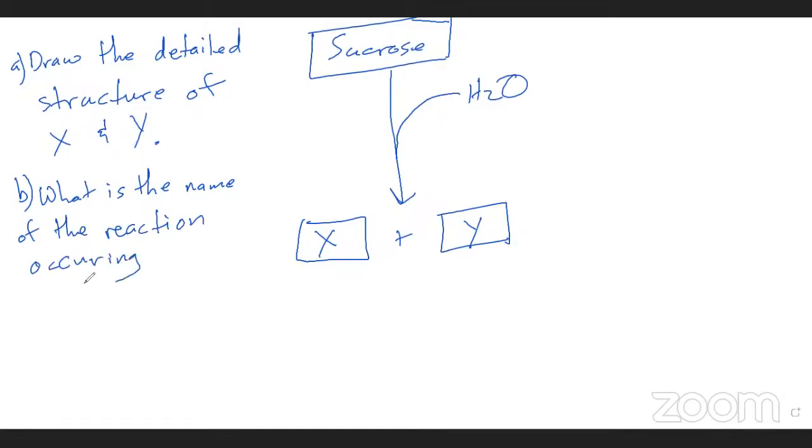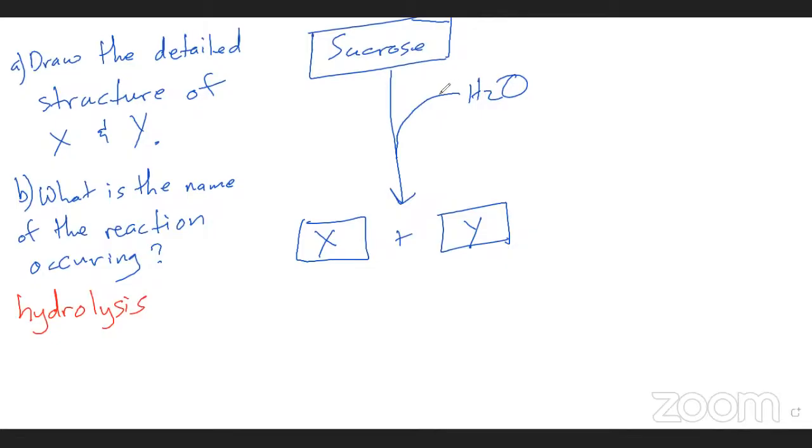All right, so that is sucrose. Add water to sucrose. What are we doing to the sucrose? We are breaking it, hydrolyzing it. Right. So the name of the reaction occurring is hydrolysis. Now sucrose, is it a monosaccharide, disaccharide, or polysaccharide? Disaccharide. All right, because as you see here, X and Y. So we break it down into X and Y.